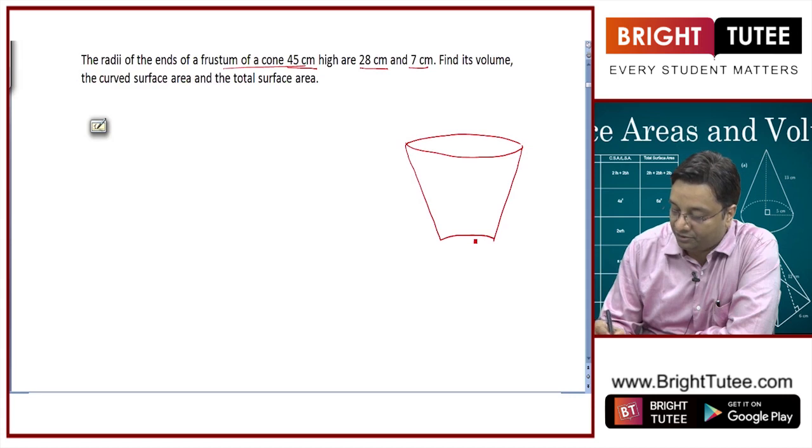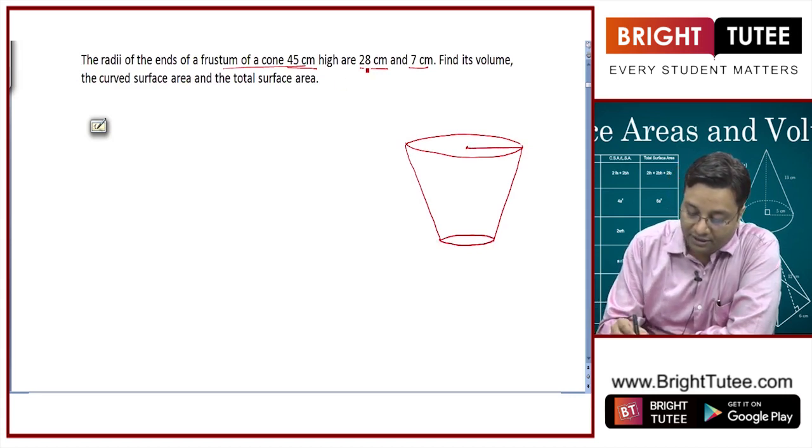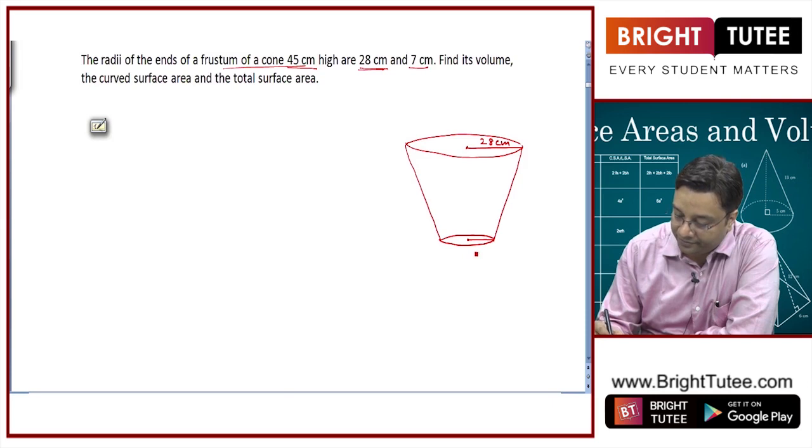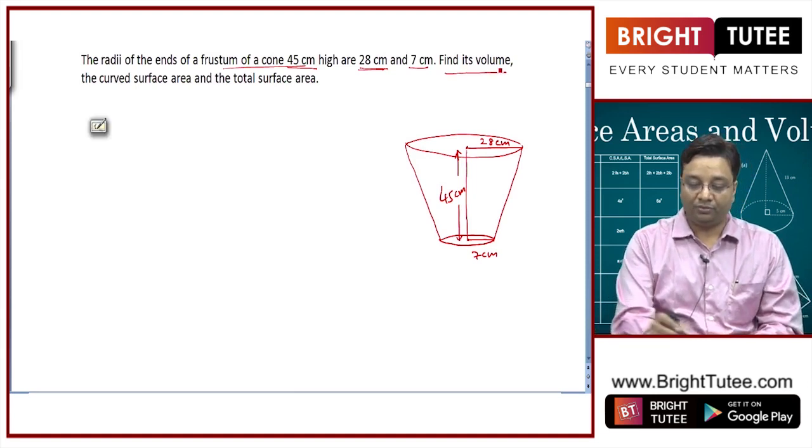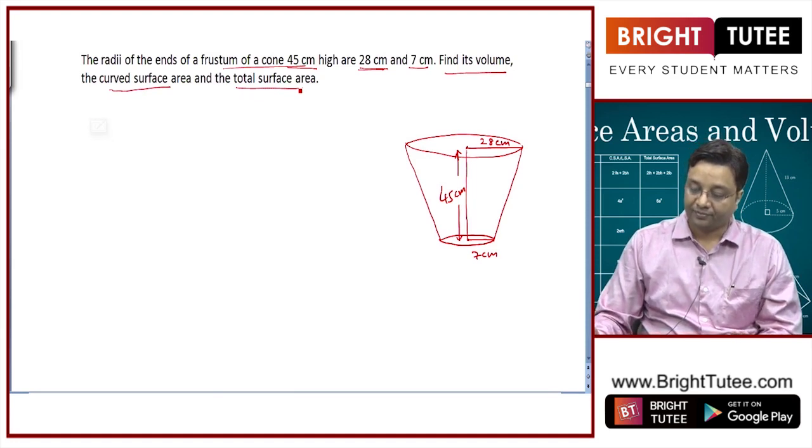So let us say this is the frustum in question. The larger radius is 28 centimeter, the smaller one is 7 centimeter, and height is 45 centimeter. We need to find its volume, curved surface area and total surface area.